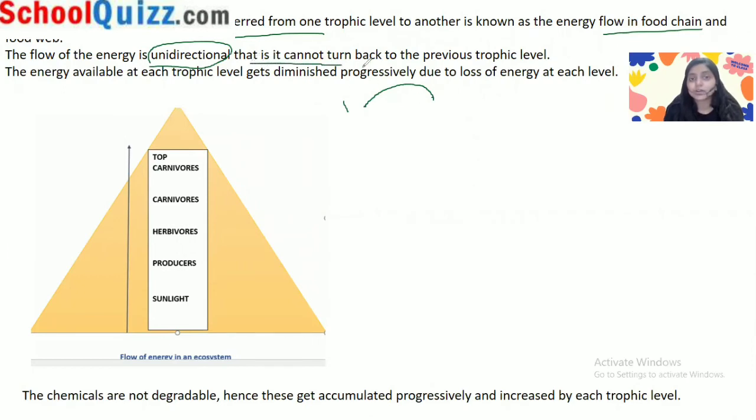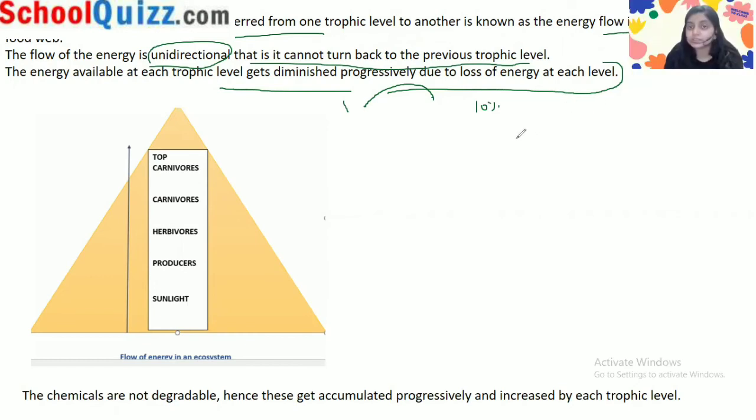So that is, it cannot turn back to the previous trophic level. The energy available at each trophic level gets diminished progressively due to loss of energy at each trophic level. We have seen that the 10% energy loss follows at each trophic level. Why? Because they also require some energy for their functions, for their reproduction, for their growth, right? And for their storage.